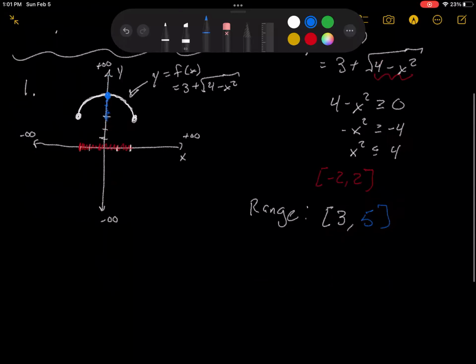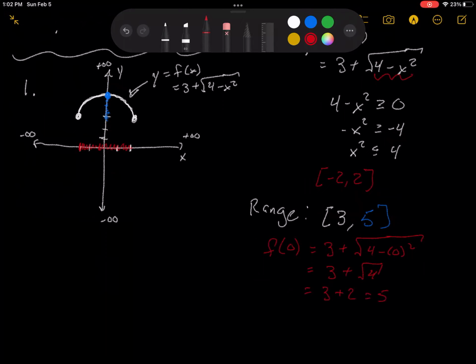That's going to be, well, from the picture, it looks like it happens when the x value is 0, right? It's on my y-axis. So let's evaluate this function f at 0. What do we get? 3 plus square root 4 minus 0 squared gives me 3 plus square root 4, gives me 3 plus 2, and that does indeed give me that 5. But that's the highest that my y value can be. So that's my range, all values between and including 3 and 5.